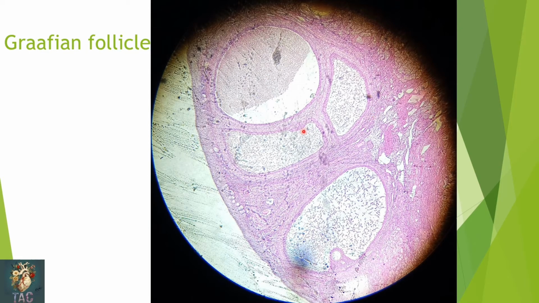These three are also the Graafian follicles, but in these three Graafian follicles, oocytes are not taken into section like this, and this area is the medulla of the ovary, and here you can see the cortex of the ovary.